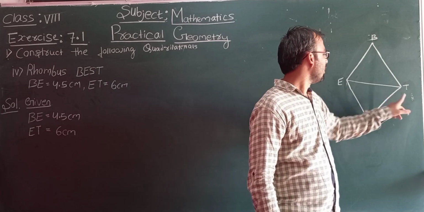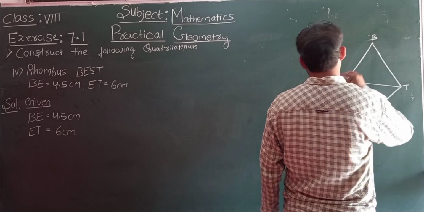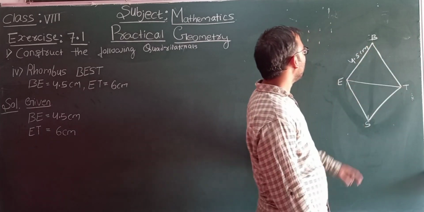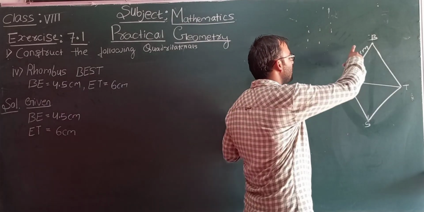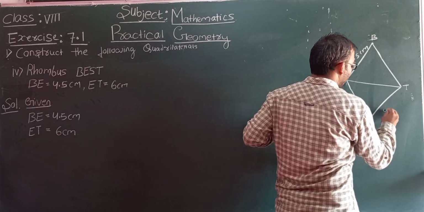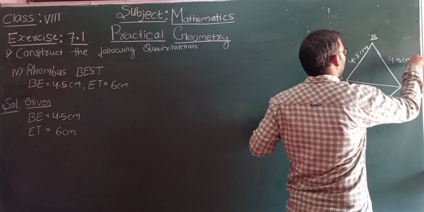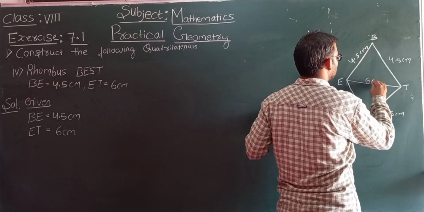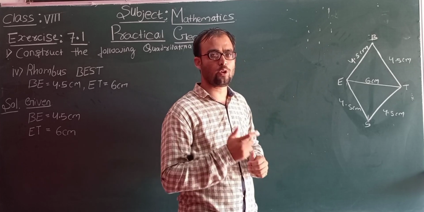Rhombus BEST. So they have given BE as 4.5 centimeter. We know that in a rhombus all sides are equal. So if this is 4.5 centimeter, every side is 4.5 centimeter. Now they have given diagonal ET. So how much? It is 6 centimeter. You have to draw the rough figure so as not to get confused.